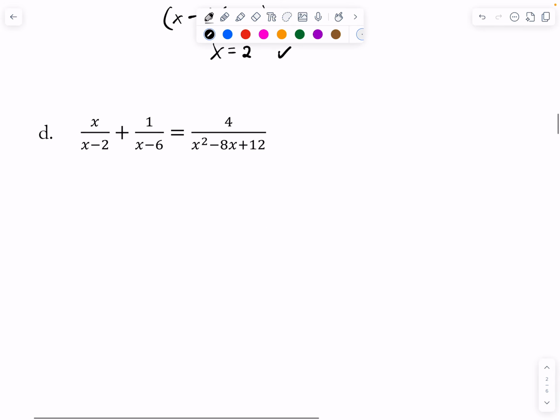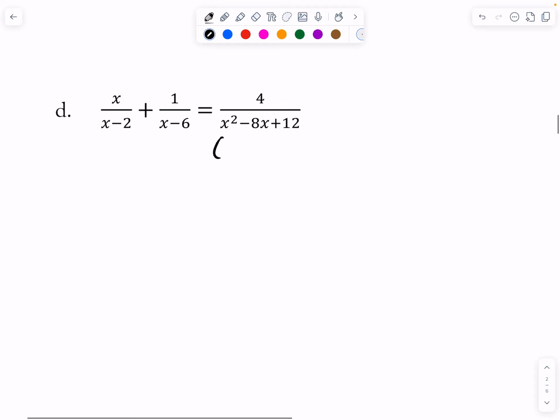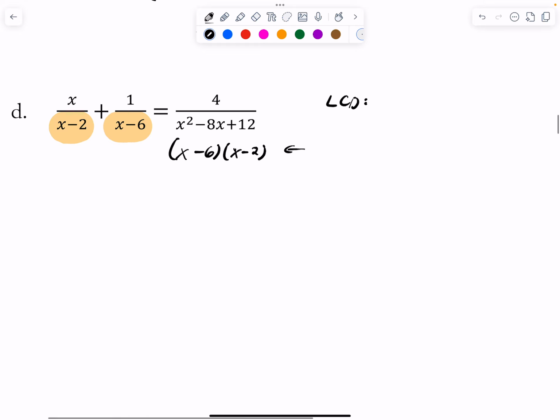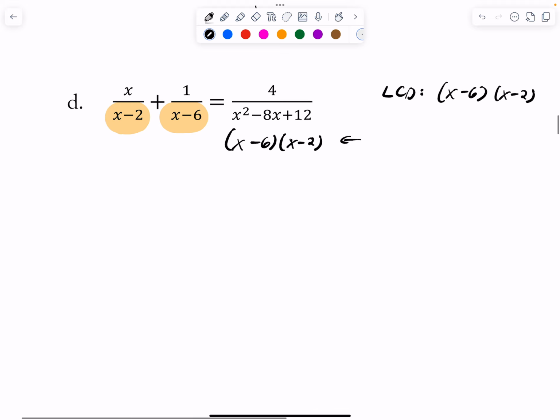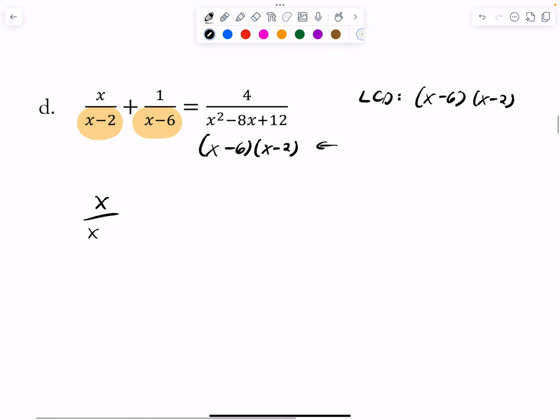All right, let's do letter D. I think it's the last one. Factoring this gives me x minus 6 and x minus 2. Won't always be the case, but I tell students every year when I teach something like this, just take a quick peek. It shouldn't probably surprise you that they end up being the same factors. Won't always be the case, but use the problem to your advantage. So my LCD is just going to be x minus 6 and x minus 2. So copying these down. Again, I'm going to leave that factored.